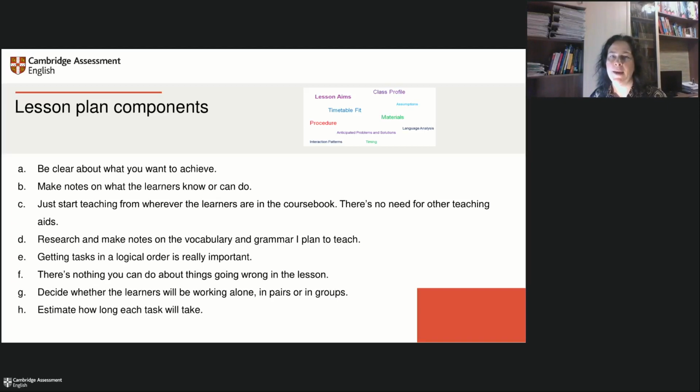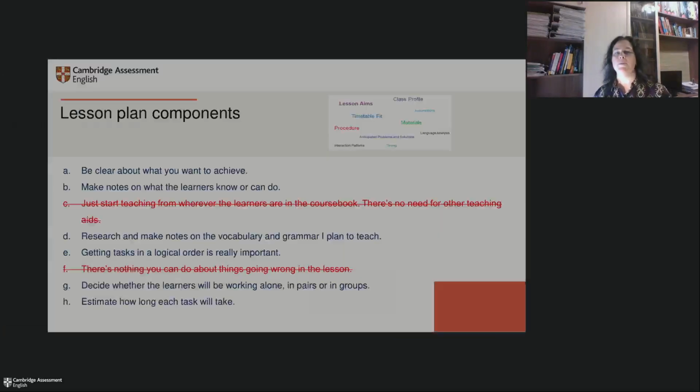And G, what is G about? Working alone, in pairs, or in groups. What's that about? Interaction patterns. This is something that is easy perhaps after taking the CELTA course, just because we train our trainees to work with a variety of interaction patterns. But perhaps it's something straightforward for all of you anyway. How about H? Estimating how long things take, you mentioned it is timing. Okay, so let's move on.